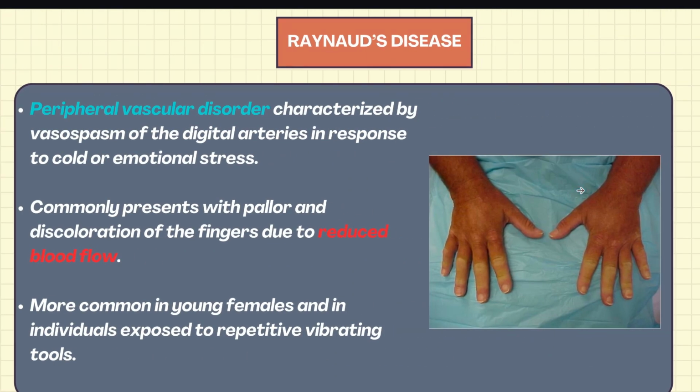Now we're going to talk about the disease regarding these arteries. You have Raynaud's disease. Raynaud's disease is basically what you need to know: in cold temperature or any emotional stress, you can have reduced blood flow, and this reduced blood flow in your fingers is going to make your fingers look paler. Once you have these paler fingers, you should know that you have reduced blood flow there, and this is called Raynaud's disease. This happens most of the time in young females and in individuals exposed to repetitive vibrating tools.